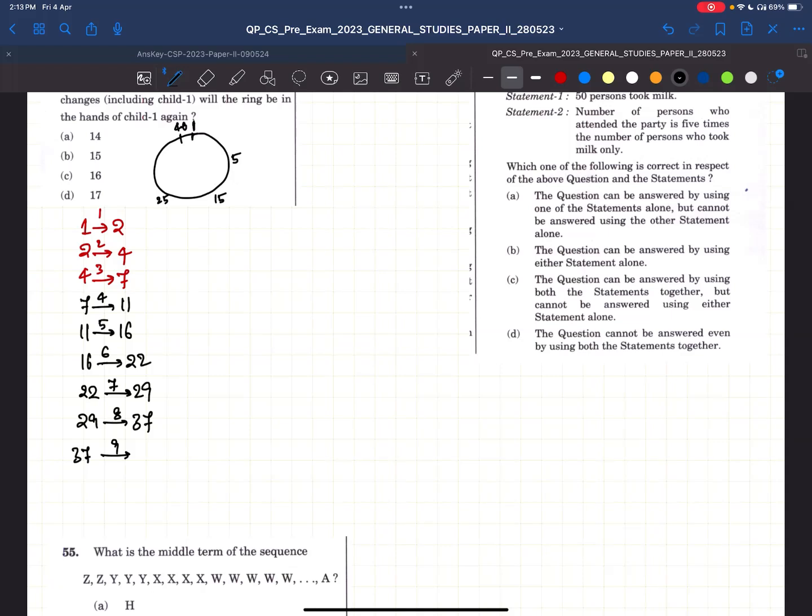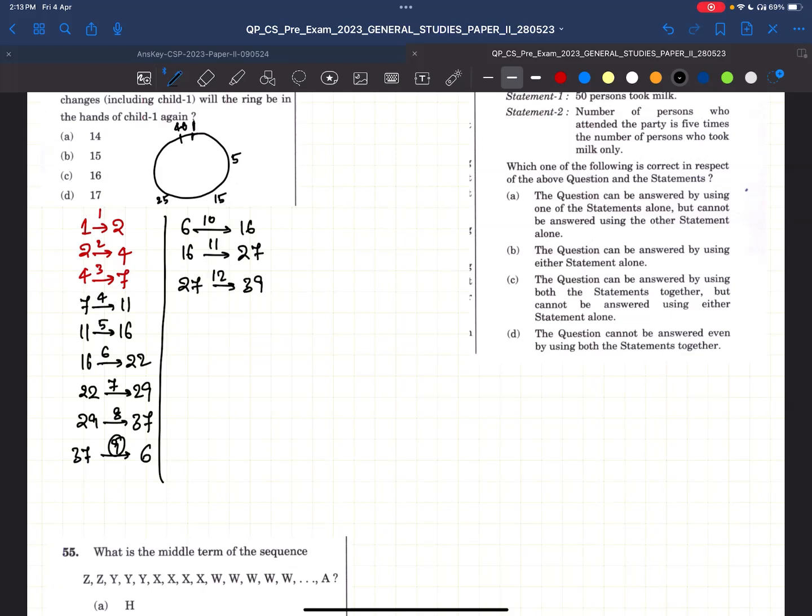See, 3 persons are there. How many persons are remaining? 6 persons. So, we will go to the 6th person. From the 6th, we need to add 10. That is 16. From 16, we need to add 11. That is 27. From 27, we need to add 12.